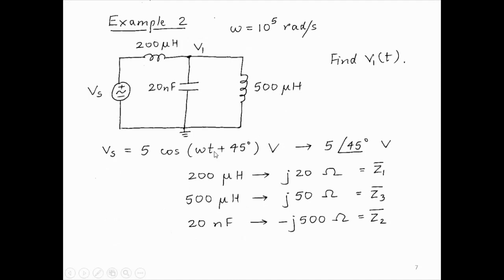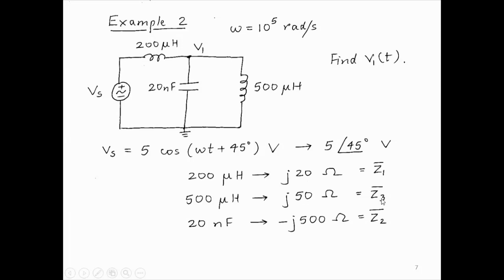All right, let's do the next example. This is also a simple example. A voltage source is given to be 5 cos(omega t + 45 degrees). Omega is 10^5, with 200 micro, 20 nano, 500 micro. We convert each of these to complex domain. 200 micro times 10^5 gives j20. 500 micro gives j50. 20 nano will be 1 over 10^5 into 20 nano, which gives minus j500 ohms.